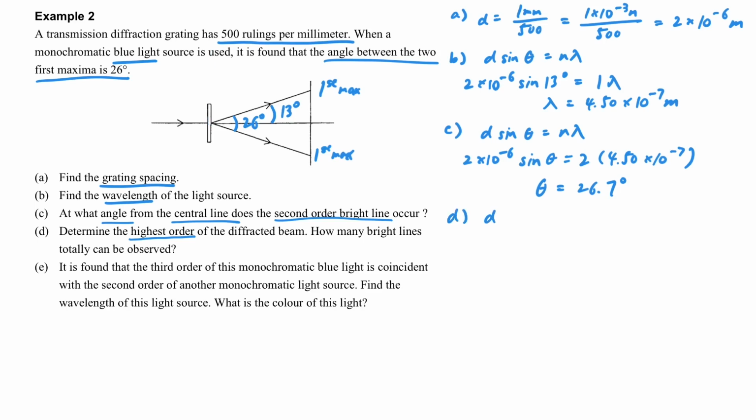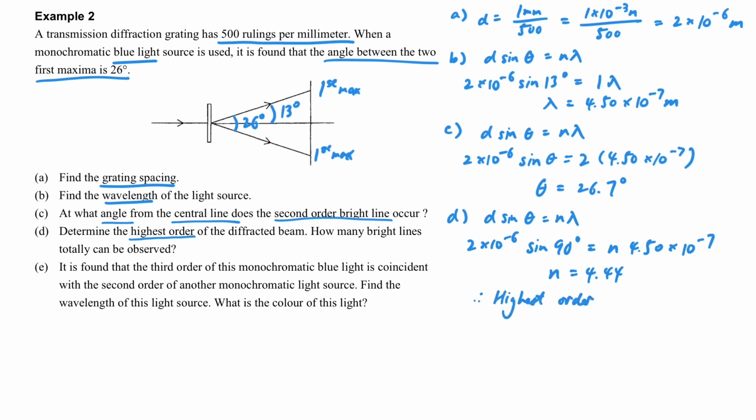Theoretically, the maximum value is 90 degrees. Straightforwardly, it won't become 90, right? But it sets the margin for us. So we substitute theta as 90 degrees. This is the margin for us. We can find that n here is 4 point something. But the order number must be an integer, so it is 4 instead of 4 point something. So this is the greatest order.